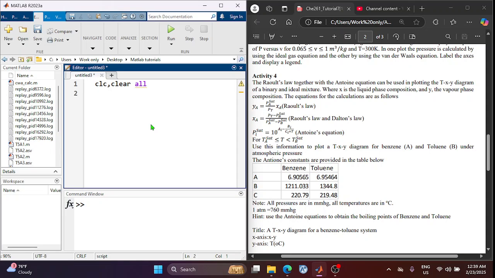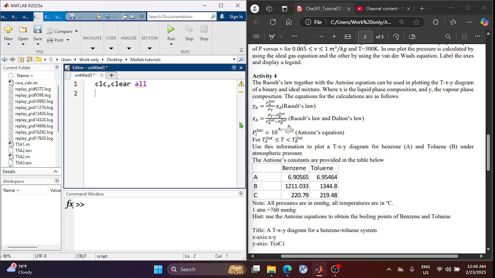Okay, so for activity 4, say that the Raoult's law together with the Antoine equation can be used in plotting the TXY diagram of a binary ideal mixture, where X is the liquid phase composition and Y is the vapor phase composition. The equations for the calculations are shown.